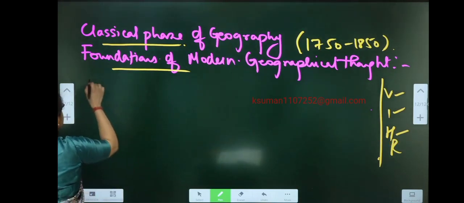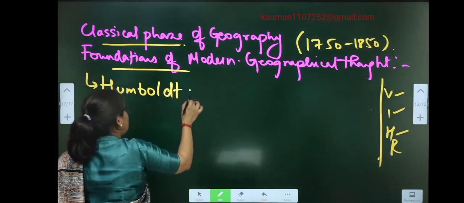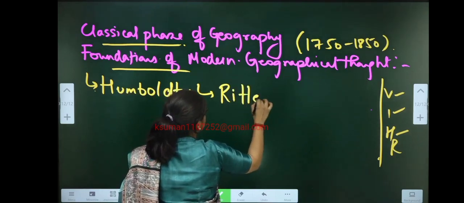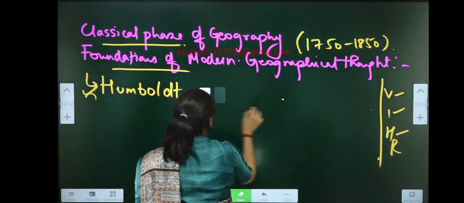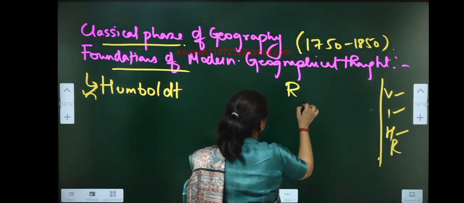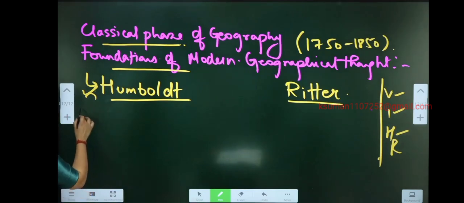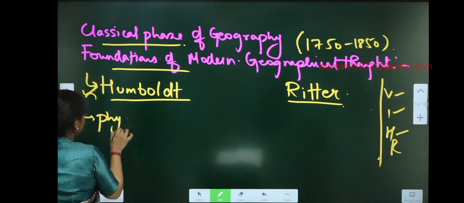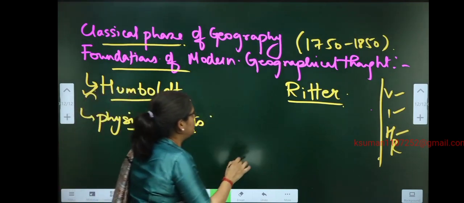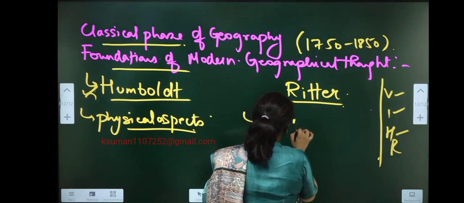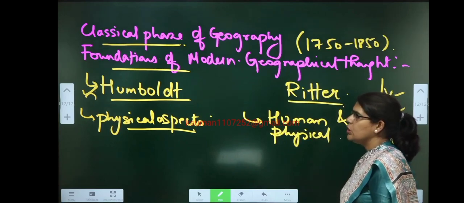Okay, which entails the contribution from Humboldt and Ritter. Very important thinkers. Although there are no dichotomies, there is more inclination towards physical aspects, the study of physical aspects in geography, like plants, etc. Ritter talks about both integrated studies, human and physical.